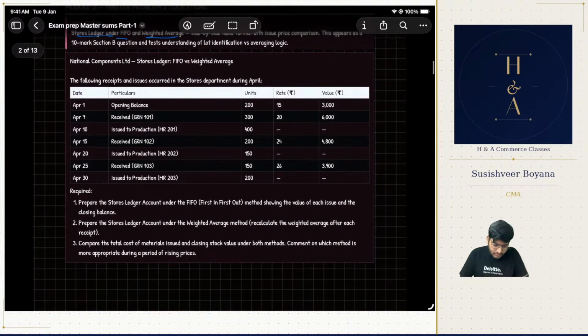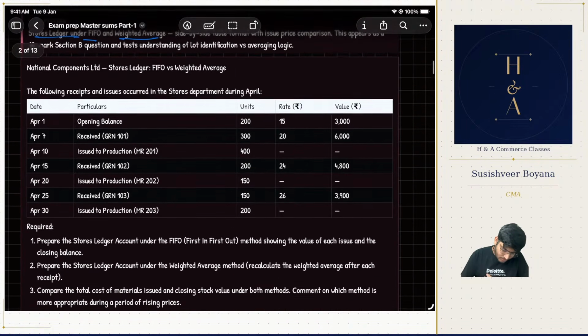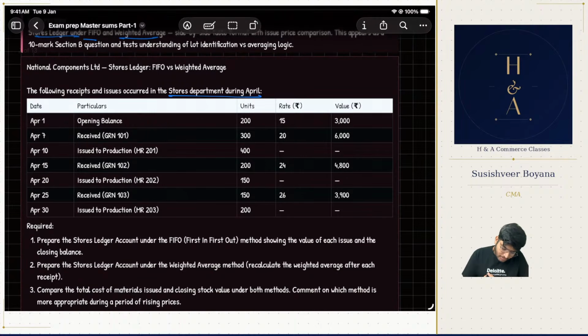Let us look at one of these sums. Okay, so what is given? Stores department during April is given receipts and issues. Opening balance, units, rate, and value. Great. We received GRN, goods receipt note. Okay. Issued to production, received, issued, received, and issued.